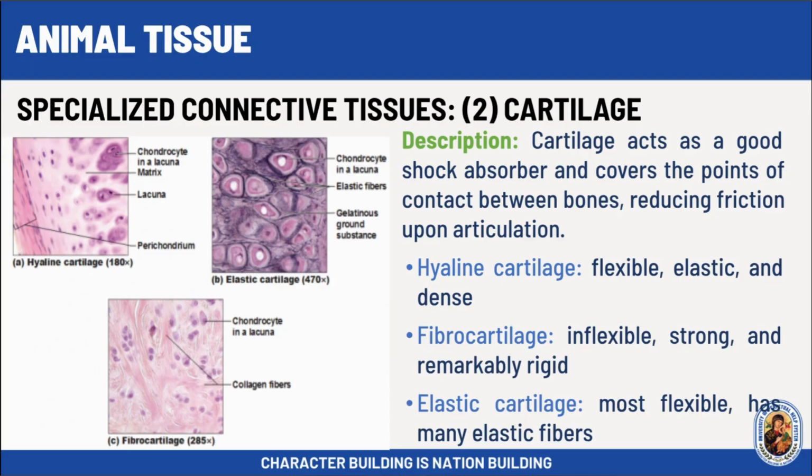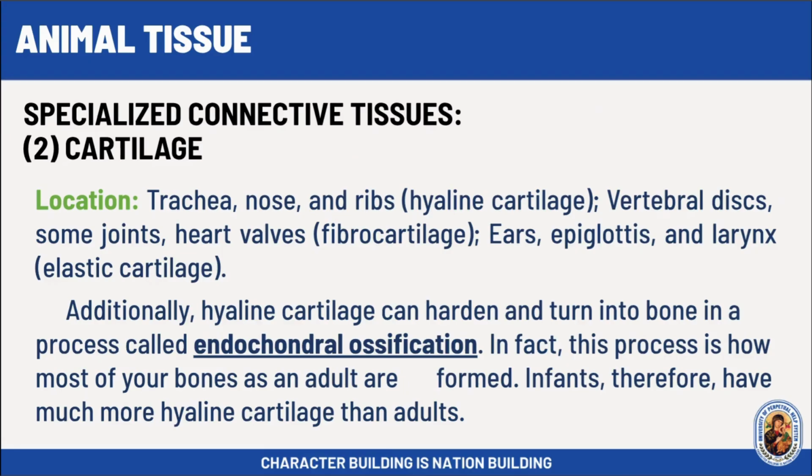For cartilage, we have three types: the hyaline cartilage, the fibrocartilage, and the elastic cartilage. Ang hyaline cartilage, it's flexible, elastic, pero it's dense. Ang fibrocartilage naman, it's inflexible, so hindi siya ganun flexible. Strong, pero super rigid siya. Ngayon, ang elastic cartilage, as its name suggests, is the most flexible and has many elastic fibers, meaning that it's very bendy.